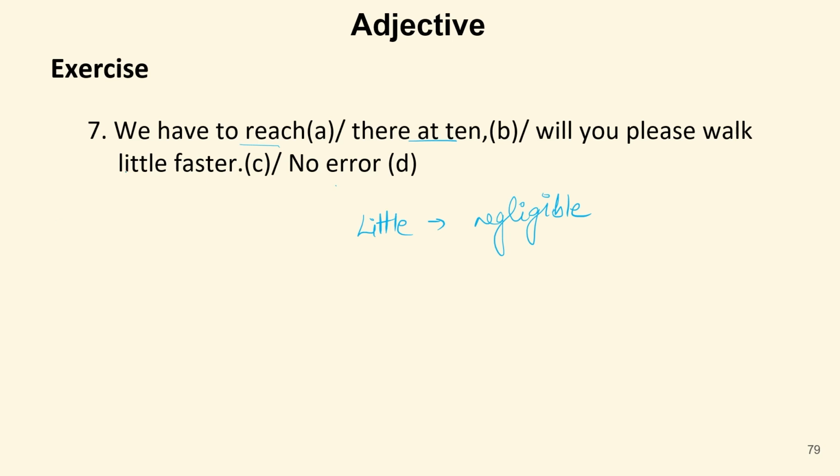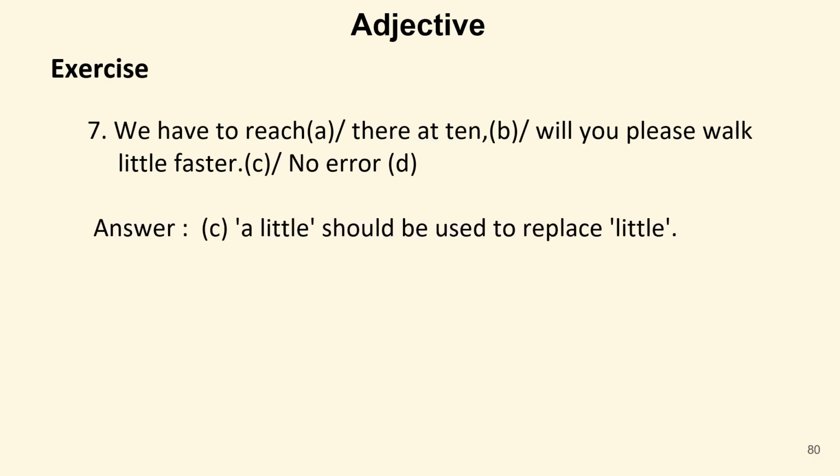So here the word little is incorrect. In fact, a determiner, an article A, should come before it. So the correct sentence will be: we have to reach there at 10. Will you please walk a little faster? Just because if you increase your speed, only then we can reach there in time. So here a little should be used in place of little.